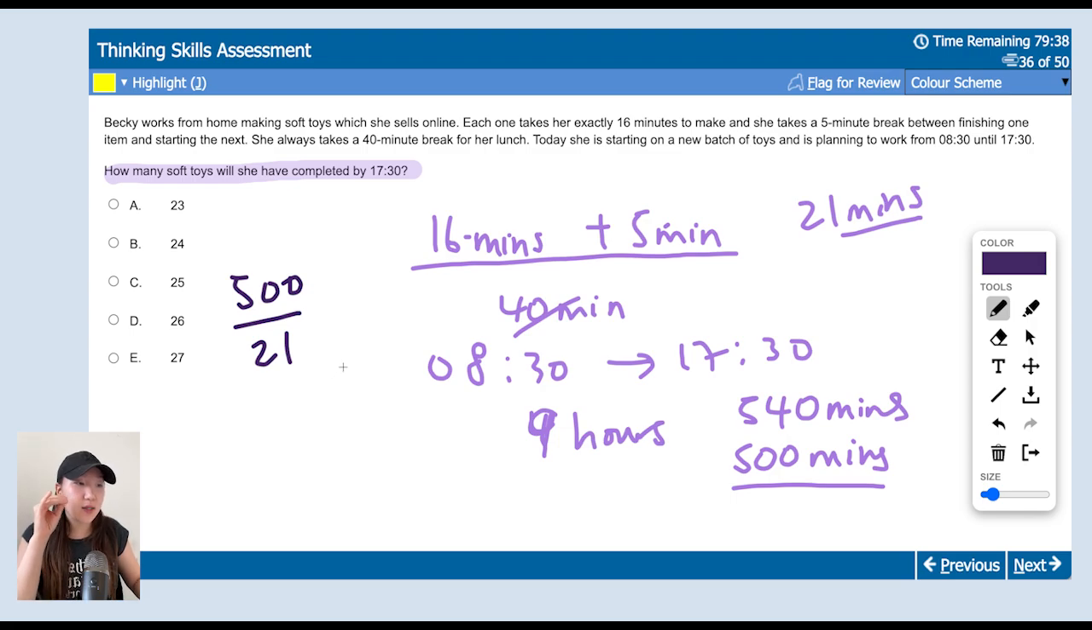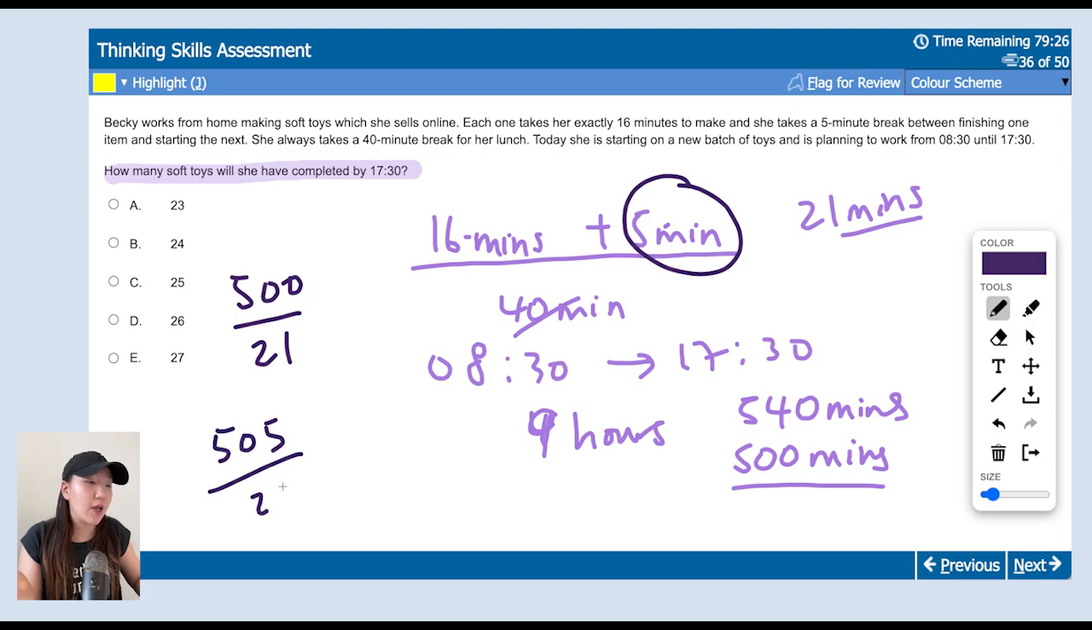So the trick to look out for here is that, remember, she doesn't need this 5 minutes at the end. So what that ends up meaning, the easiest sum to do is just going to be 505 over 21, because she doesn't need to take that break. It's fine if she finishes on the dot. So just to make it easy for calculations, we can just add the 5 there and do this instead. So that's often what people miss.